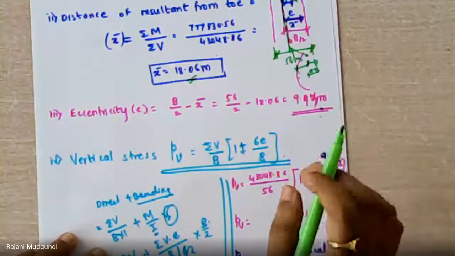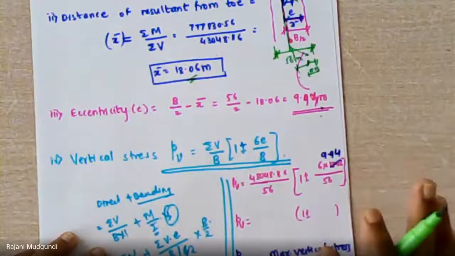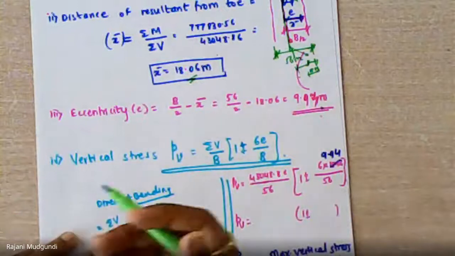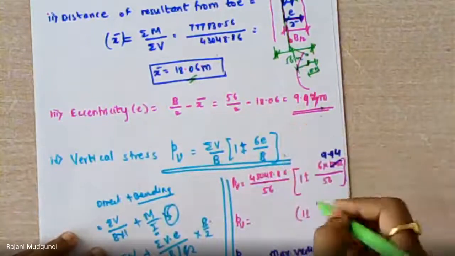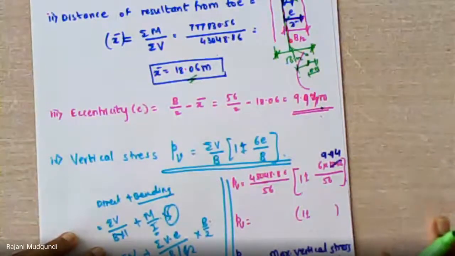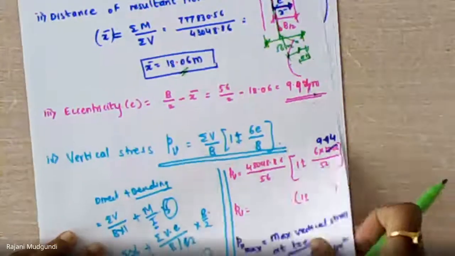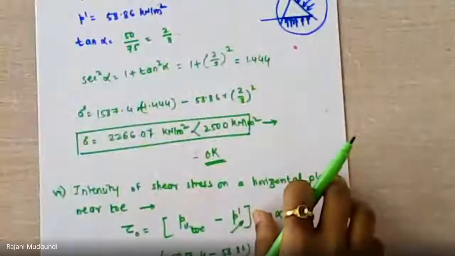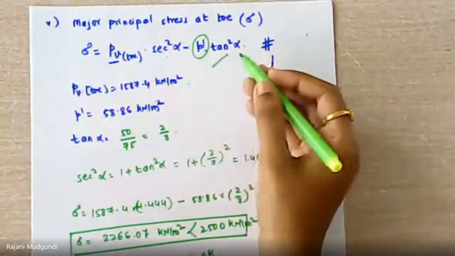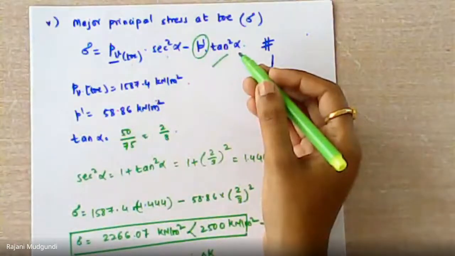So because of the reservoir full condition, the resultant will pass near the toe, therefore maximum stresses will get developed at the toe. The remaining one, that is minimum vertical stress, will get developed at the keel. Then major principal stress will be at toe.